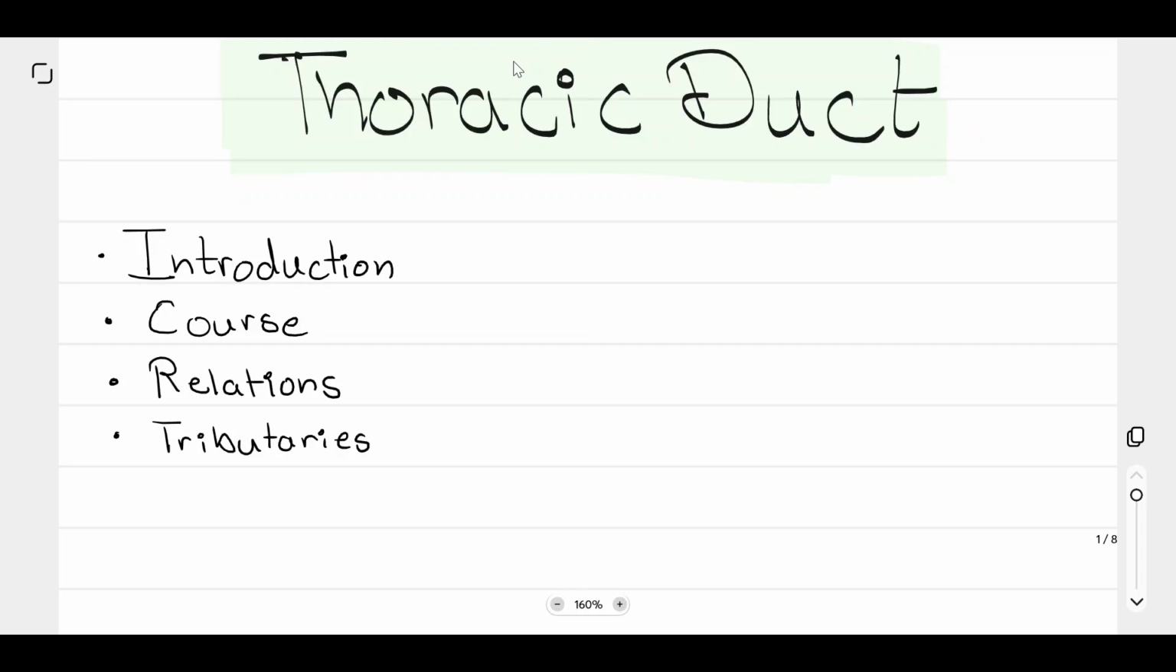Hello juniors, I welcome you all again to the continued series on upper limb and thorax, and today we are going to cover an important topic, that is the thoracic duct. In today's module we'll be covering its introduction, course, relations and tributaries. So without wasting any further time, let's move ahead.